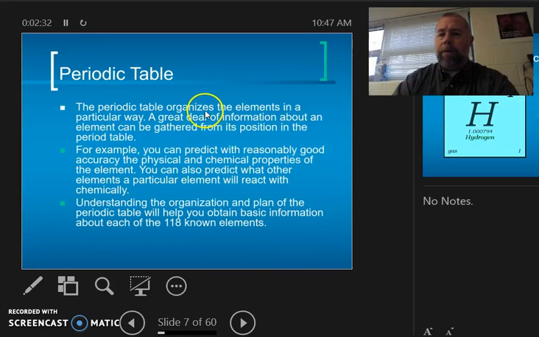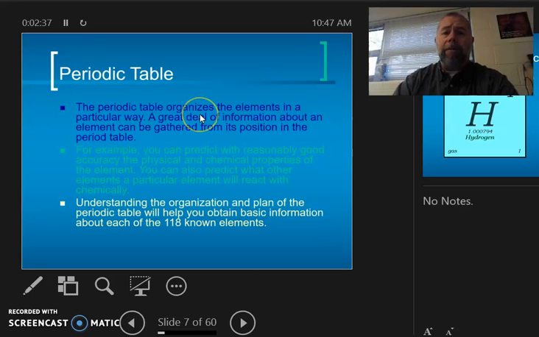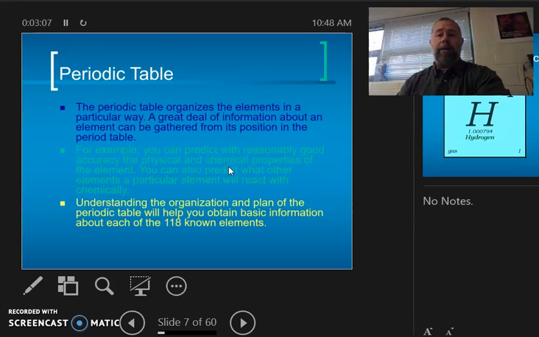The periodic table, you've got a ton of information coming in here. Think before you write it down. If you just write everything down, you probably don't really understand it. The periodic table organizes the elements in a particular way. A great deal of information about an element can be gathered from its position in the periodic table. The big thing a periodic table is doing, what I would write down, is it's gathering and organizing your information or your data about the elements. So you don't just have everything thrown together. Each thing is put in a particular place for a particular reason.